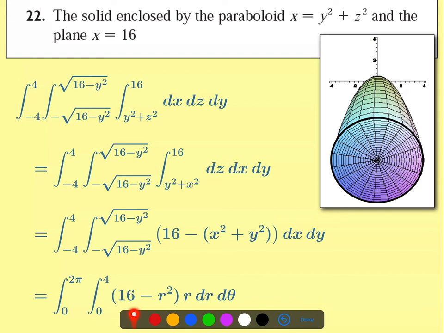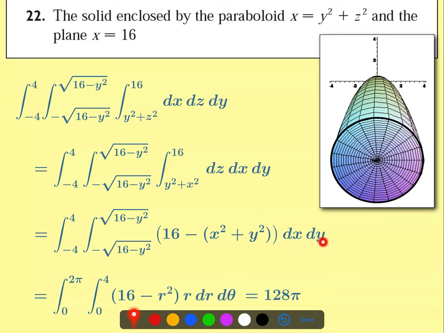Now I'm not going to go through the arithmetic there, it's just straightforward, but you get 128 pi after you evaluate that. But that's much easier than trying to integrate this with respect to x or y, and those would give you trouble if you try to do it. So switching to polar coordinates helps, and we're able to say that this is 128 pi.